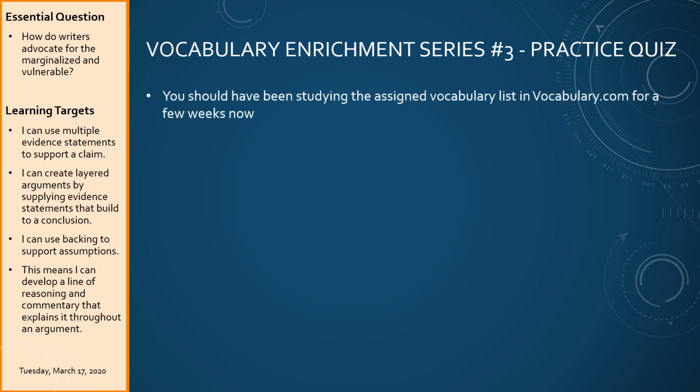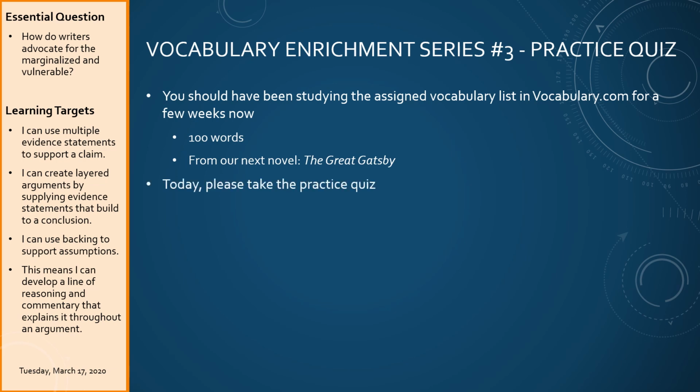All right, let's go ahead and start with that practice quiz. You should have been studying that assigned vocab list in vocabulary.com for a few weeks now. It's been assigned to you for about 3 weeks now. Remember, there's 100 words total from our next novel that we're going to be reading, The Great Gatsby. Today, I want you to go ahead and take that practice quiz. It is not optional. Please go ahead and do that.